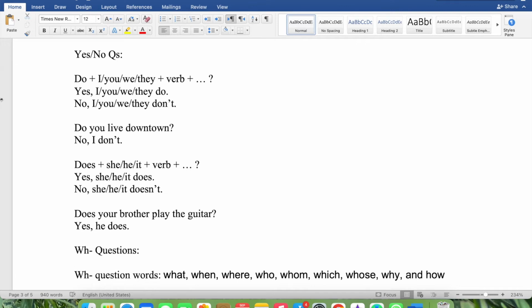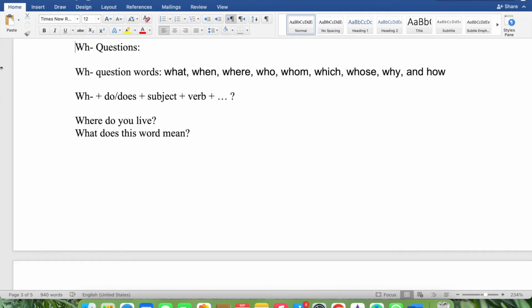For she, he, and it, you start with does, then you use your subject, then you use the base form of the verb. Remember that you should use the base form of the verb as mentioned above. The short answers would be yes, she, he, it does, or no, she, he, it doesn't. For example, does your brother play the guitar? Yes, he does.